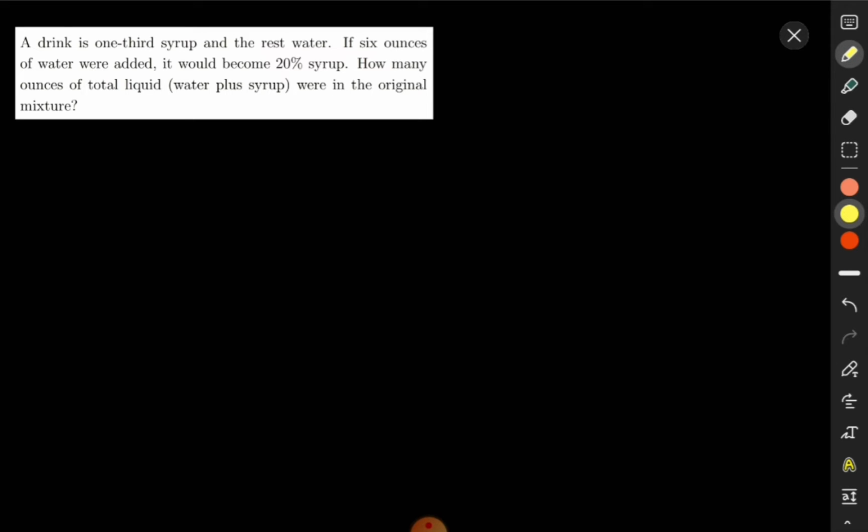Today we're going to solve a random problem from Lehigh University. The problem states a drink is 1/3 syrup and the rest is water. If 6 ounces of water were added, it would become 20% syrup. How many ounces of total liquid, water plus syrup, were in the original mixture?